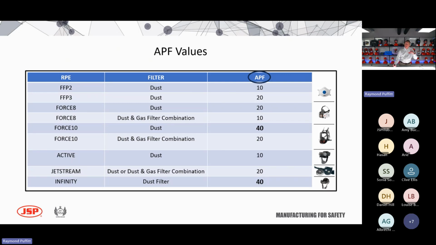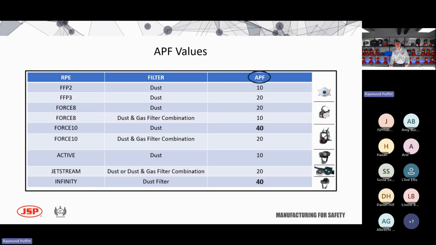Again, I've done this. So the products on the left-hand side are JSP products. On the furthest right-hand side are some images. And there you can see that I've put the filter types in the center of the graphic, the APF value on the right-hand side.